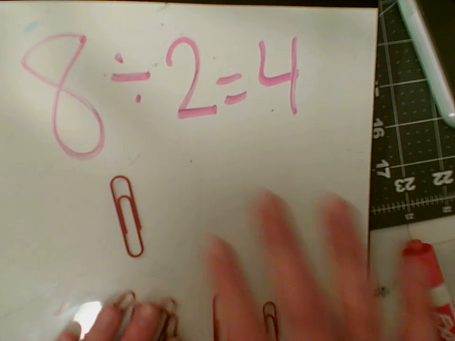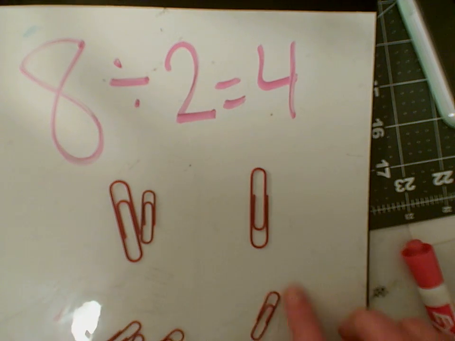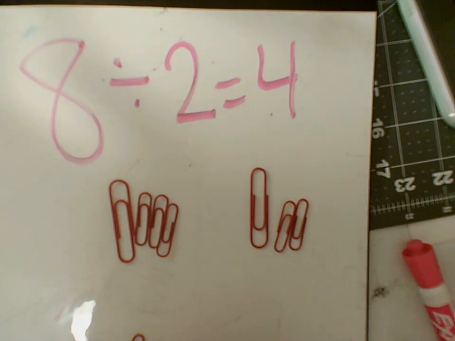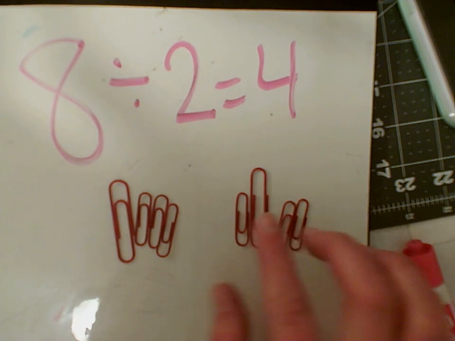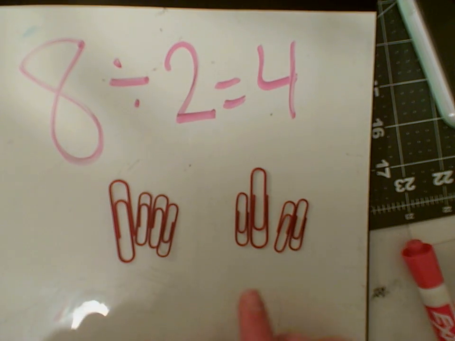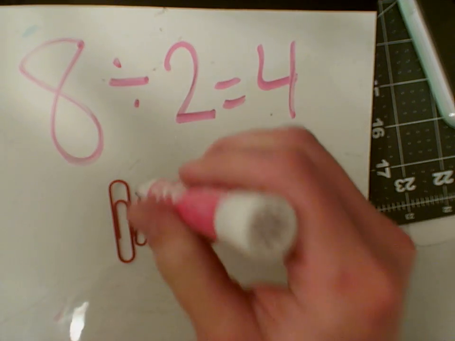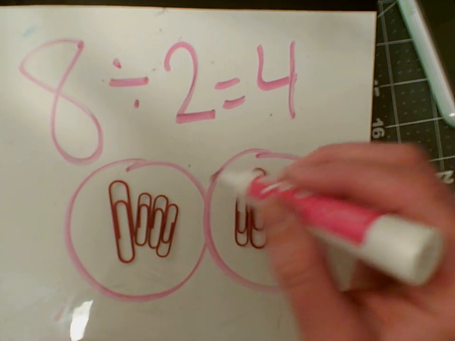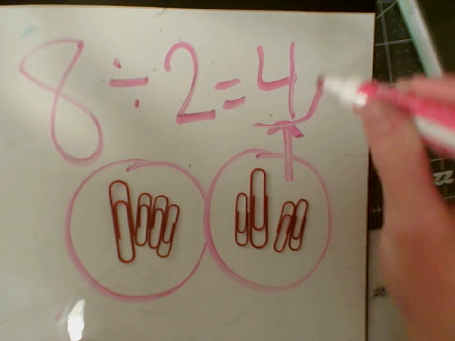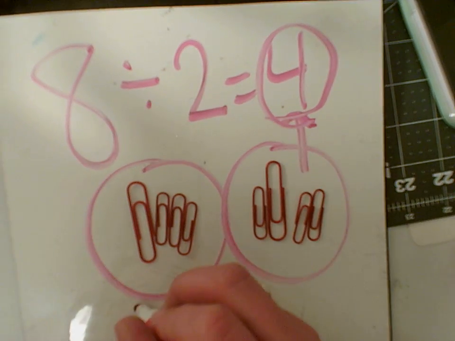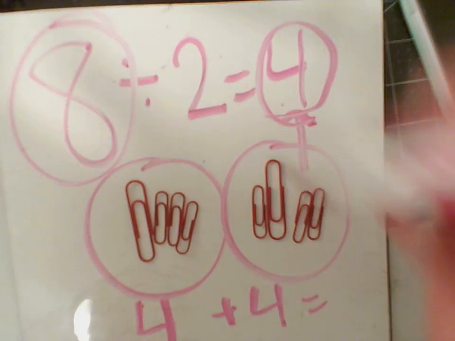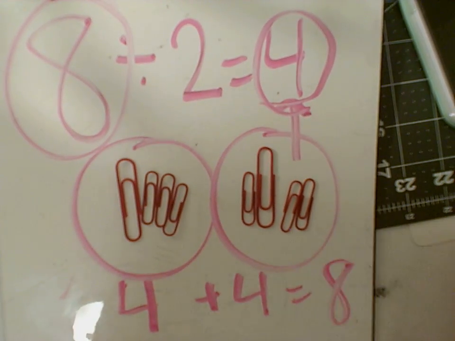So here's 1 group, 2 groups. This is just a basic way of dividing with objects. This helps you visualize the process. So I had my 8 paper clips and I divided them into 2 groups. I can circle them to show you. 1 group, 2 groups. And how many paper clips are in each group? 4. There's 4 paper clips in each group. So let's check our work. 4 plus 4. Does that equal our whole number that we started with? Yes, 4 plus 4 is 8.